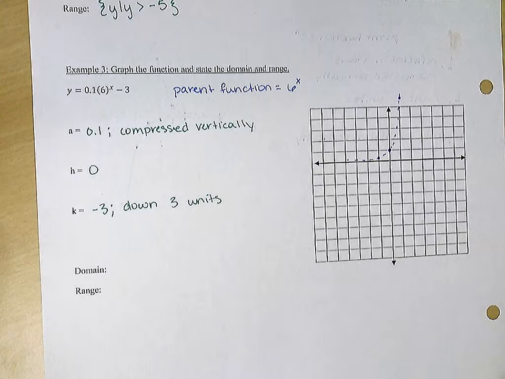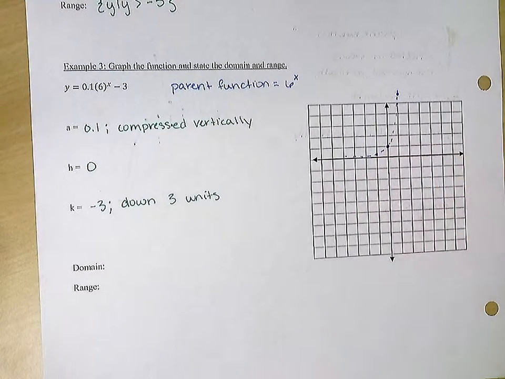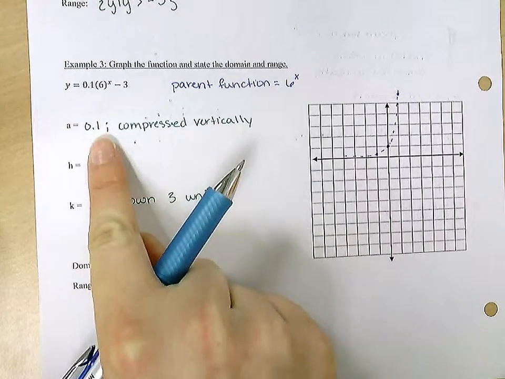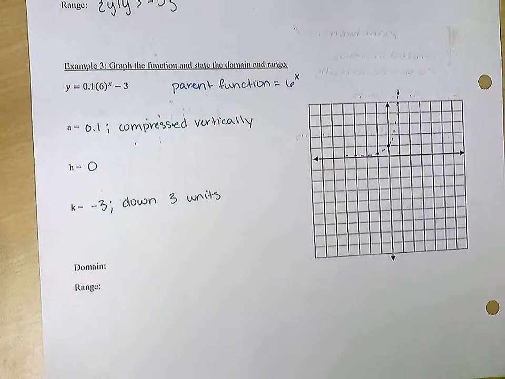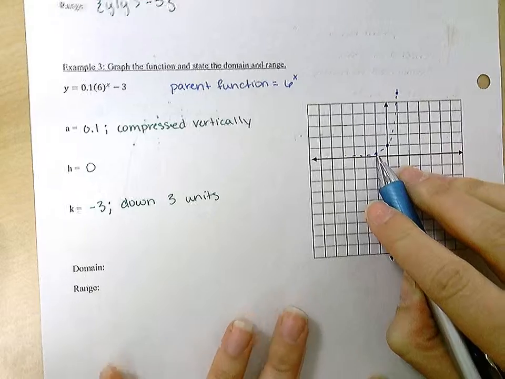And I need to take those 3 points. First, we want to compress them vertically, and then we want to move them down 3 units. So my first point here was 1/6. I need to take that 1/6, so 1 divided by 6 is about 0.16 repeating, so 0.167. You need to multiply that by your a value, so I need to multiply it by 0.1. That's 0.01 and then 67. So that's really close to this x-axis here.